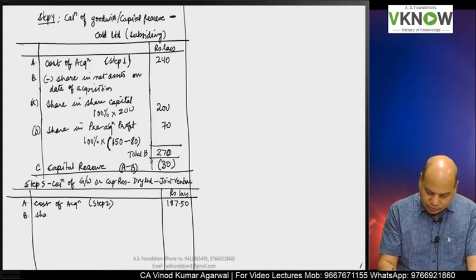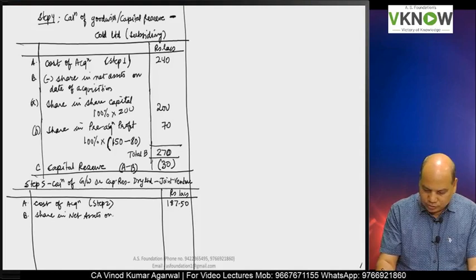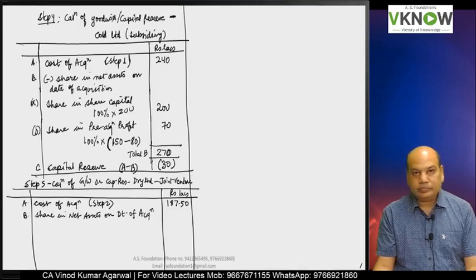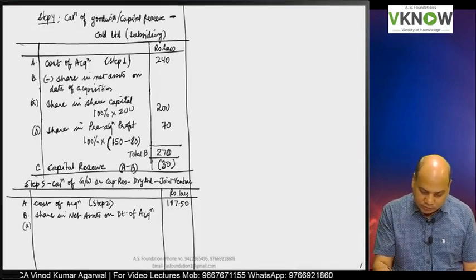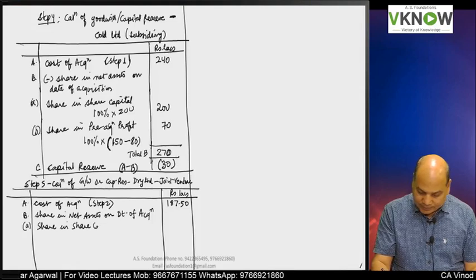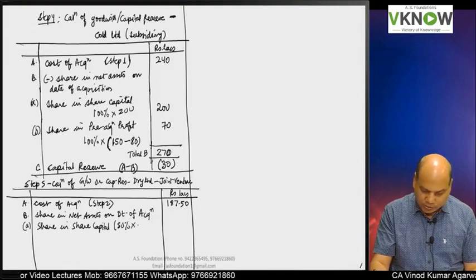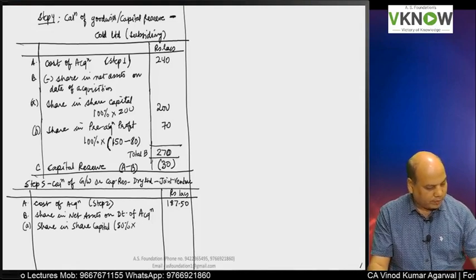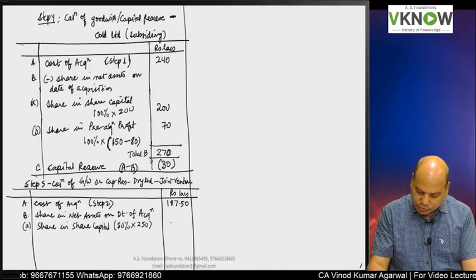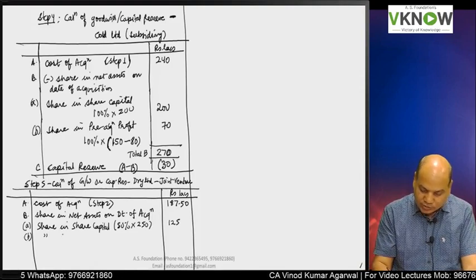Point B, share in net asset on the date of acquisition. So write down share in share capital. We have acquired 50% only. So 50% of share capital of Dry Limited is 250. Don't miss this question. If they ask again in the exam, you will get 16 marks. Inform your friends also to revise.